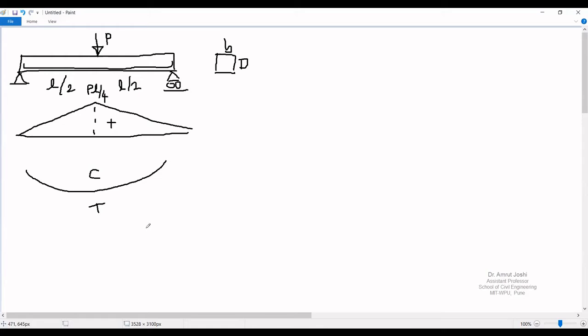As in the previous video we discussed, concrete doesn't have any tensile strength. Of course, this is the assumption. And why should we believe in this assumption? We will discuss that a little later.